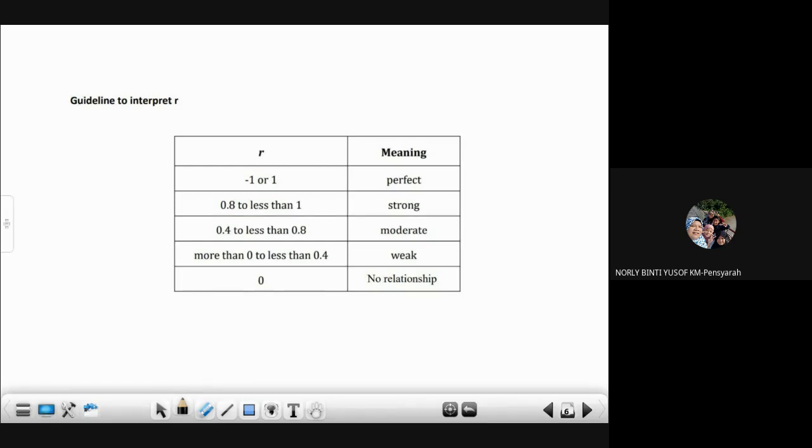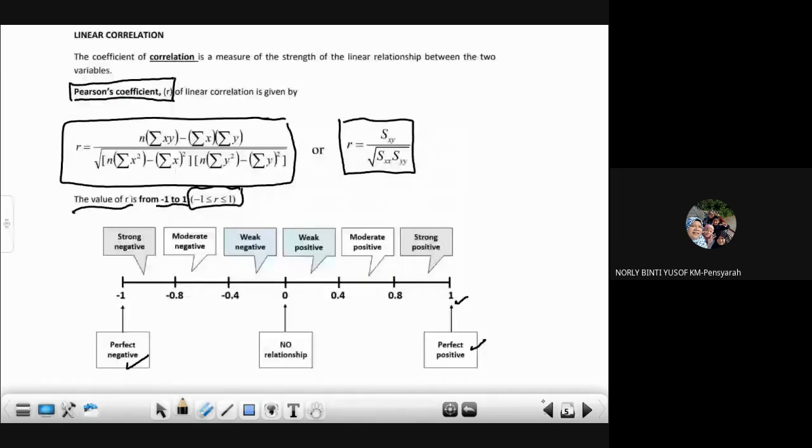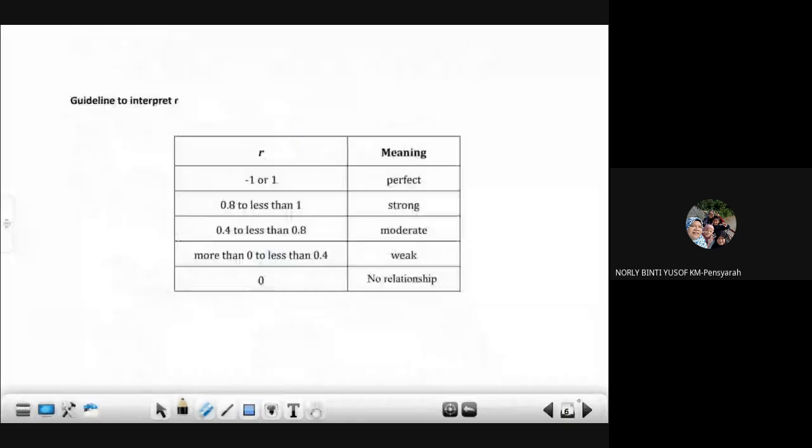Kalau negatif 1 dengan 1 tadi, negatif 1 dengan 1 perfect lah kan. Cuma perfect apa? Perfect positif ke perfect negatif? Ni lah meaning dia untuk R. Ni guideline untuk interpret R.